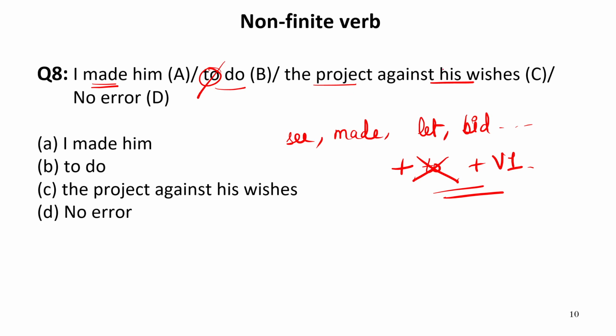"I enabled him to do the project" or "I gave him the project to do it" would mean I engaged him in doing some work. But this is, I made him do the project against his wishes, though he did not want to. So the error is in part B. This "to" should be removed. So answer is B.